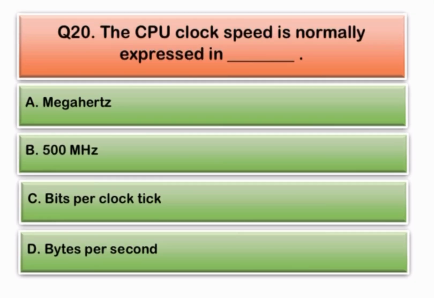Question number 20. The CPU clock's speed is normally expressed in megahertz, 500 megahertz, beats per clock tick, bytes per second. It is megahertz. CPU clock speed is normally expressed in megahertz. Option A is correct for question number 20.